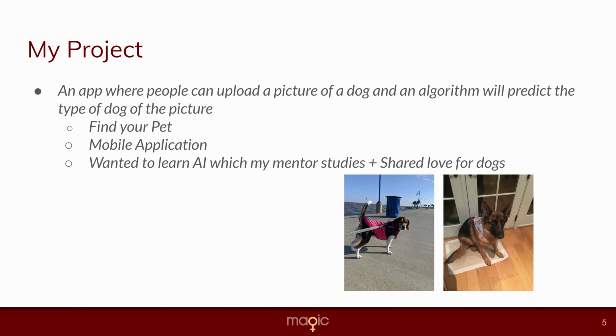Okay, so my project is an app in which people can upload a picture of their dog, and then an algorithm will predict the type of dog in the picture. So it's called Find Your Pet. We wanted to maximize creativity, and it's a mobile application. So we chose this because I wanted to learn some AI, which, like I said, my mentor studies. Plus, we have a shared love for dogs. Like that's one of the things we bonded on. So that's what we chose.